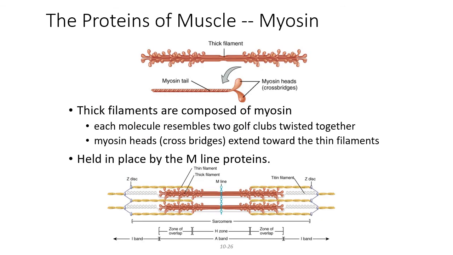So here we have kind of a close look up of a myosin. And so an individual myosin protein has kind of a golf club twisted around one another appearance. And so we have the two heads of the golf club, and then the shafts get twisted around one another. And then several of those get put together with one another inside the sarcomere. That's there. The M line, the myomesin, helps to hold all of those in their normal place.